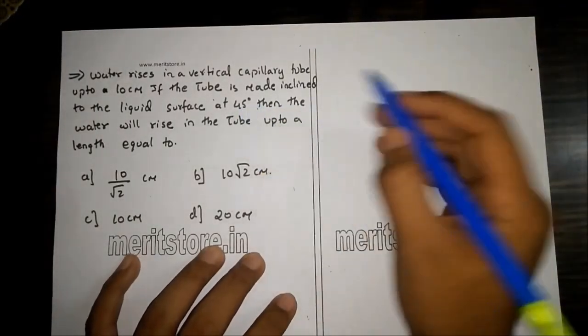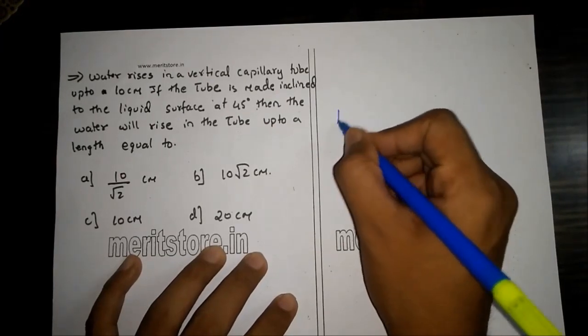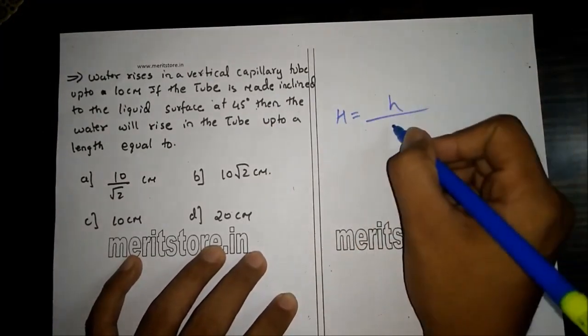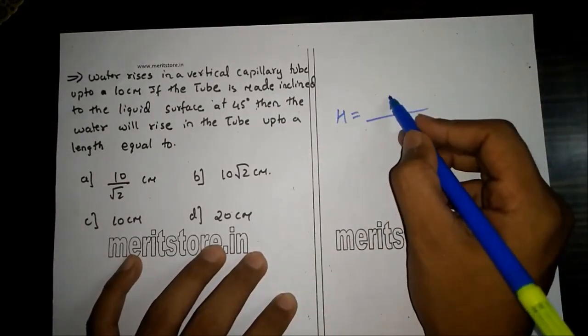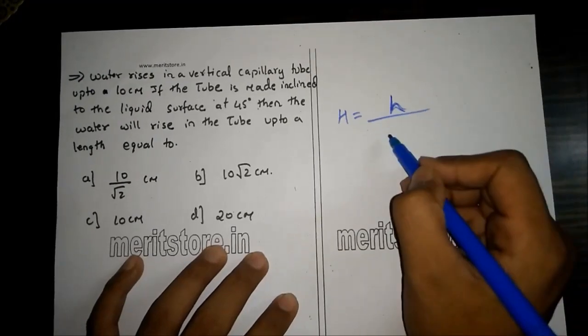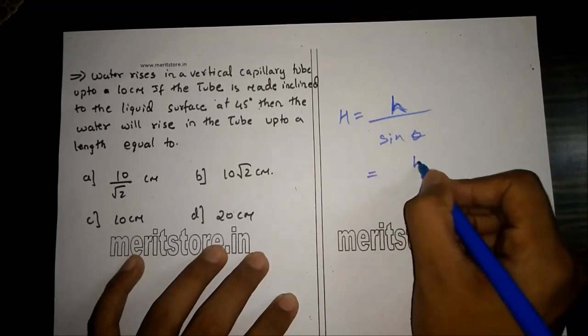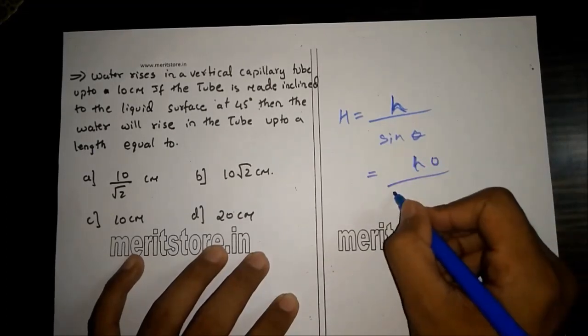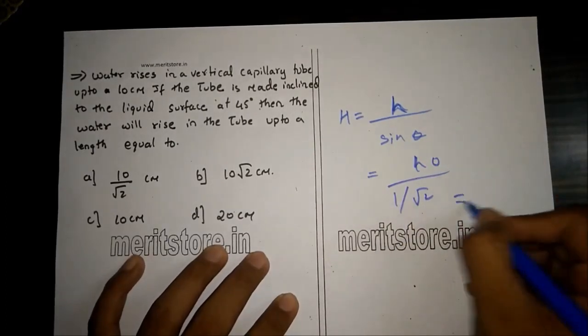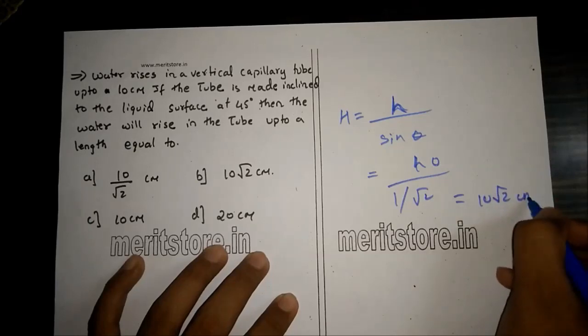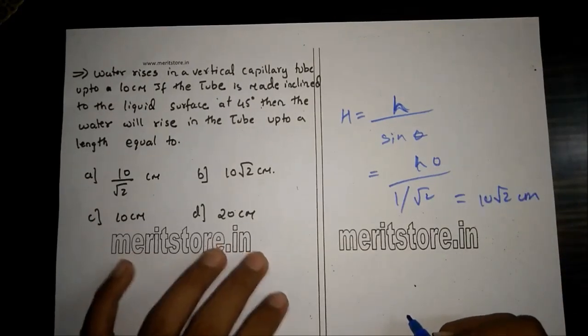Now, to find the length up to which the water will rise when it is inclined at an angle of 45 degrees, we need to put the values in the formula. h is equal to h, the height to which the water rises the first time, upon sine theta, which is equal to 10 upon 1 by root 2, which is equal to 10 root 2 centimeter. Therefore, here the correct answer is option B.